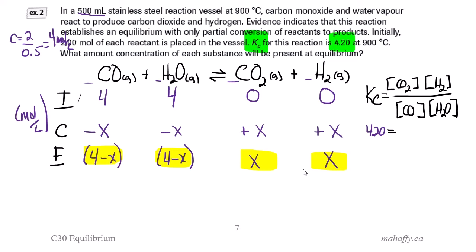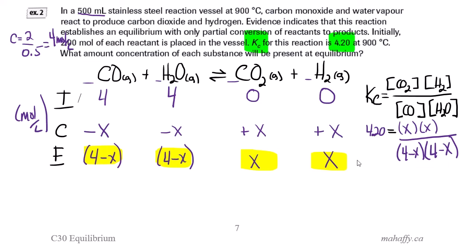Now, what I can do now is plug my equilibrium terms into my Kc and solve for x. This is when the math gets really good. Here are my products, they're on top. So we have x multiplied by x, that's my carbon dioxide and my hydrogen, divided by 4 minus x times 4 minus x.